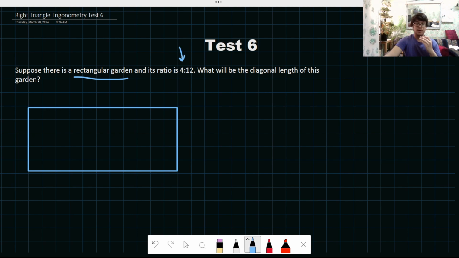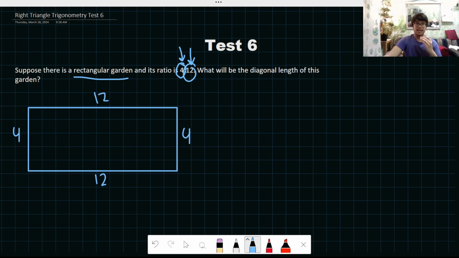So 4 and 12 are the measurements of its respective dimensions. So what does that mean? Meaning the shortest side of the rectangular garden is 4 units long. Since we have two pairs of short sides that are parallel to each other, we can say that this is 4 units long. Then here, the longest side, which I do believe is the horizontal sides, its measurement is 12 units long. So the horizontal sides have a measurement of 12 units long.